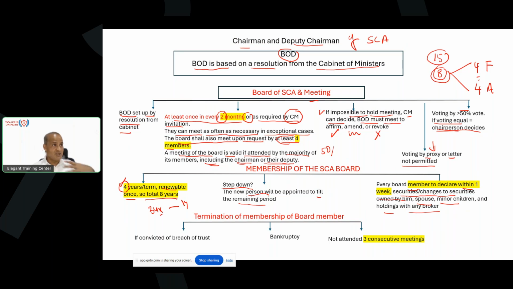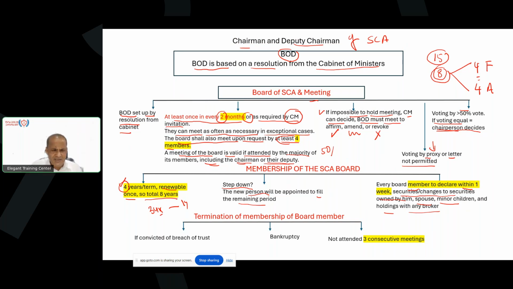I have to disclose my investments. Why? Because I am going to a very high position of power and influence. Clear? So SCA should know what you had and what you have now after 4 years. That's why they want to take your holdings, what shares you have. Clear? Next, termination of membership.